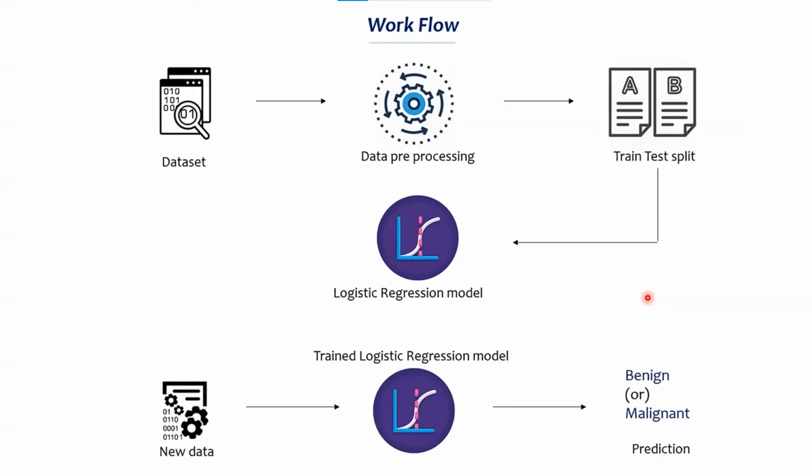Once we do the splitting, we will train our machine learning model. In this case, we will be using a logistic regression model because it is a binary classification case. In binary classification, we are going to classify the data points into two types. Here, the two types are benign tumor and malignant tumor, which we can classify as 0 or 1. So let's start with our coding part.